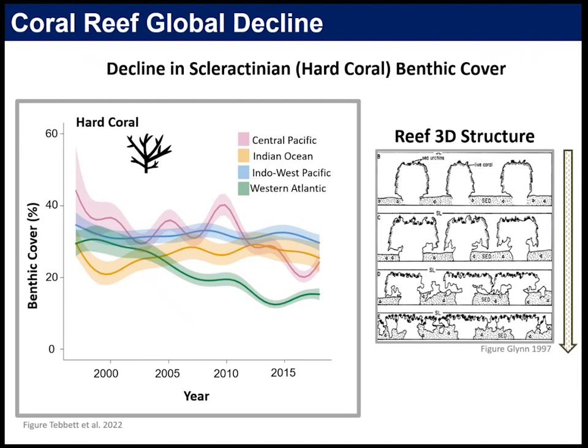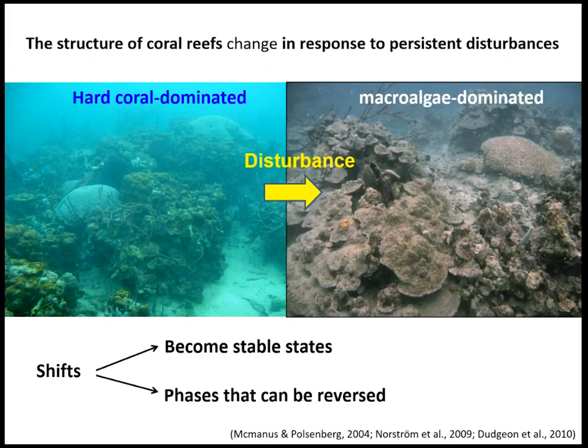greater Caribbean Sea. And when coral reefs decline, this is associated with a loss in the reef three-dimensional structure, which is the slide on the right, and the biodiversity that is associated too. So the structure of coral reefs is changing in response to persistent disturbances. And this shift is often associated with a change from hard coral dominated communities to macroalgae dominated communities. And initially, like 20, 30 years ago, it was thought that these macroalgae dominated communities were just phases that could be reversed. But now we know that they are becoming stable states.